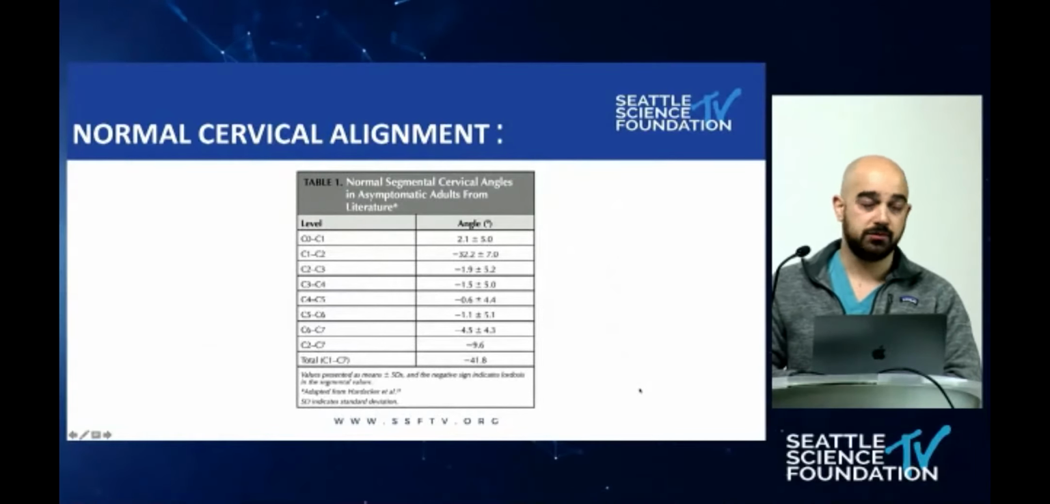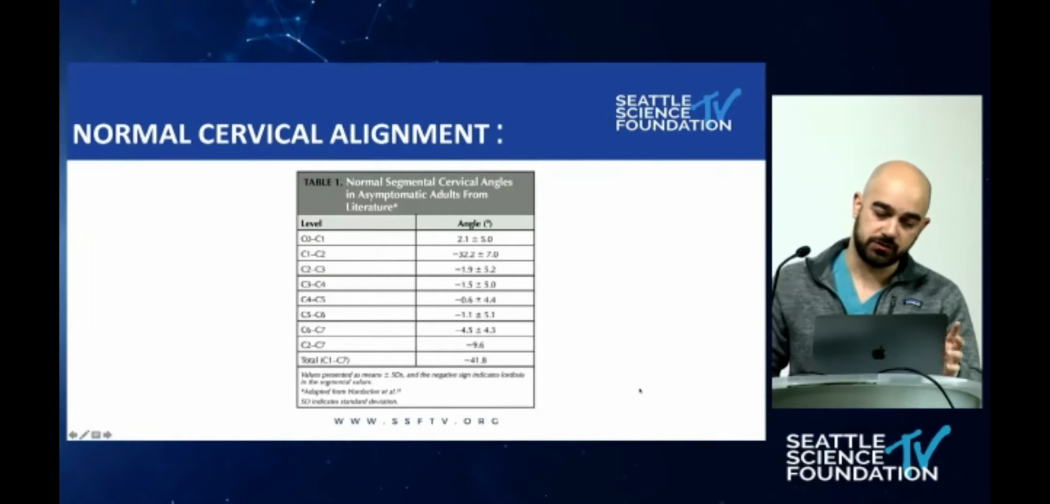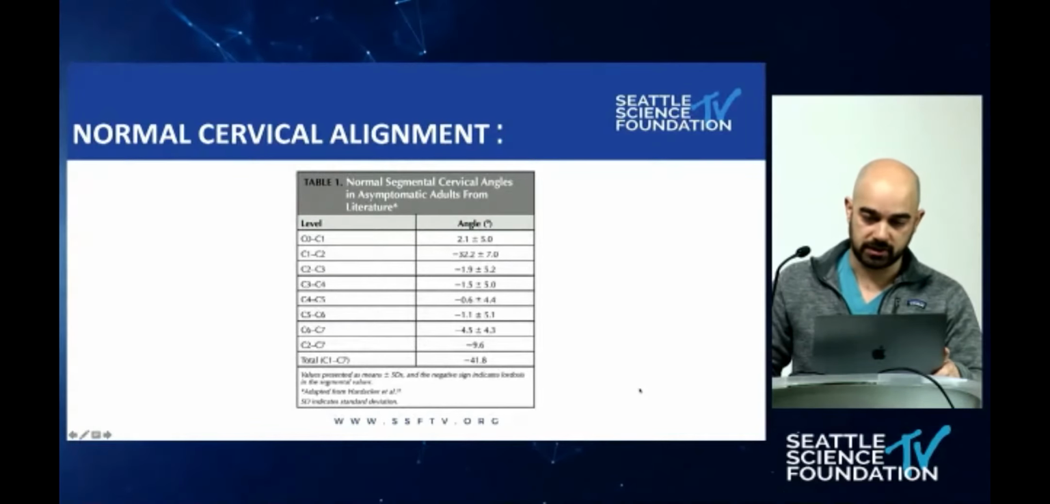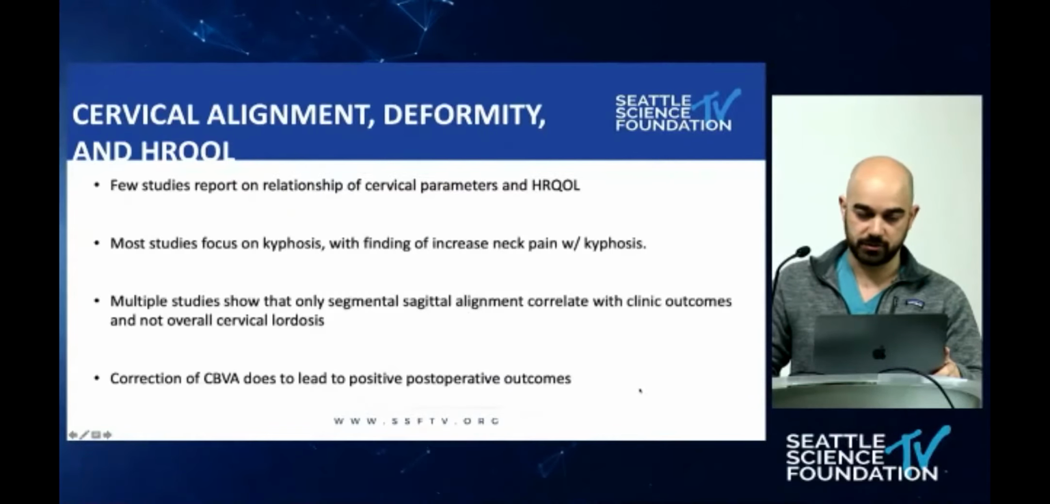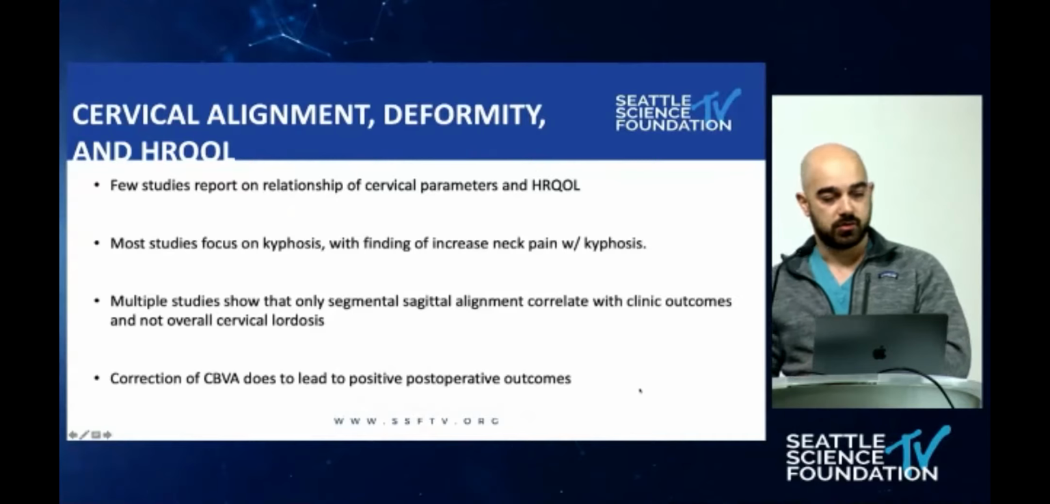From occiput to C1 is actually the only kyphotic segment, about 2 degrees or so. Most of your cervical lordosis comes from C1 to C2, about 32 degrees, and then to a lesser degree at the other levels below. And then they talked about cervical alignment, deformity, and quality of life measures.